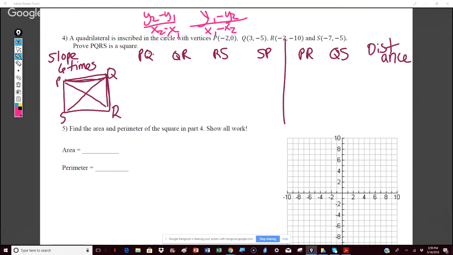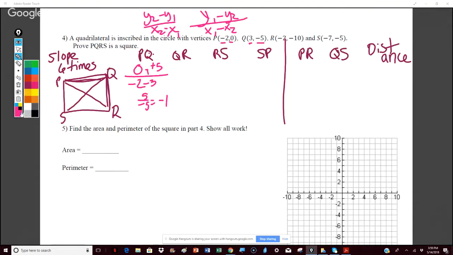So for PQ, I'm just going to put the first ones first. I'm going to do 0 here minus -5 here. That's divided by -2 here minus 3 here. This becomes positive. So now I get 5 over -5, which equals -1.